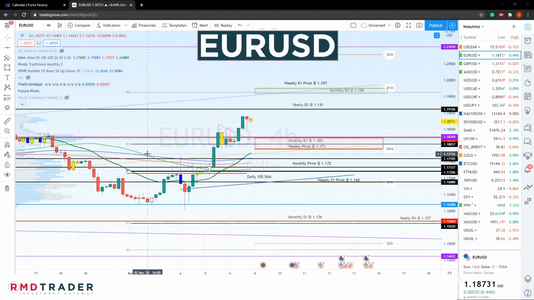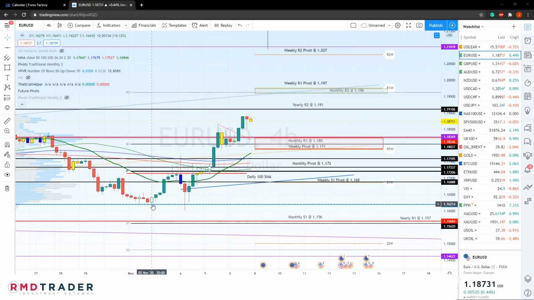Moving on now to the Euro USD. Last week saw the price area of 1.162, a very important area of support, being tested, and luckily that area then held up. That was also due to some additional assistance from the daily 100 SMA, which I've projected here again on our 4-hour time frame. From there, as soon as price managed to break above the monthly pivot at 1.172, we saw this rally, which ended in price closing at 1.187 on Friday.